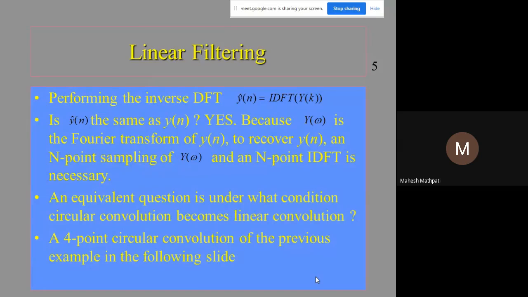So for circular convolution, what do we need to do? We need to make the length of the sequence equal to the result of your linear convolution. The linear convolution result is of 4 samples. So I need to make the circular convolution. To perform a circular convolution, the length of the sequence should be of 4 samples.